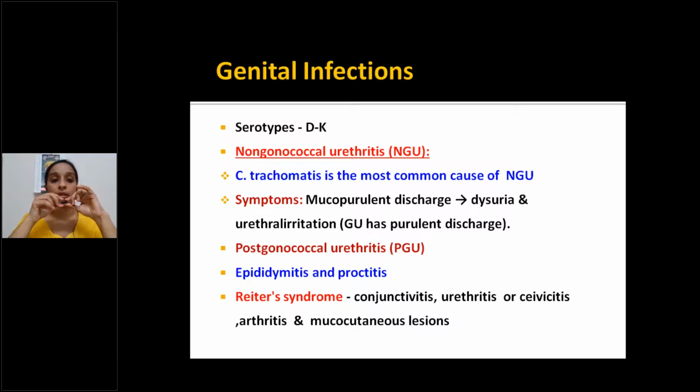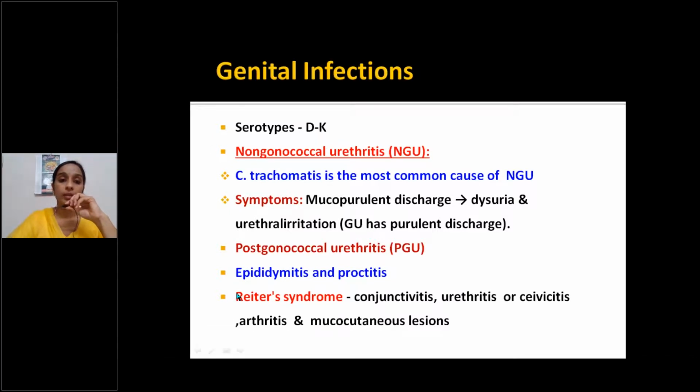Next, genital infections caused by Chlamydia trachomatis. Here, serotypes D to K are responsible for these genital infections. Among all, important is that Chlamydia trachomatis is the most common causative agent of non-gonococcal urethritis. Usually, urethritis is caused by the bacterium Neisseria gonorrhoeae. So we have another type of urethritis, non-gonococcal urethritis, meaning urethritis caused by agents other than gonococci. In that list, the most common causative agent is Chlamydia trachomatis. The symptoms are mucopurulent discharge, dysuria, and urethral irritation. Other infections are post-gonococcal urethritis, epididymitis, and proctitis.